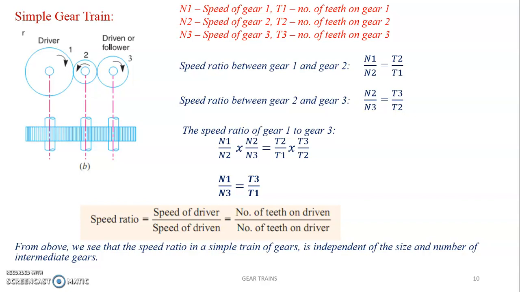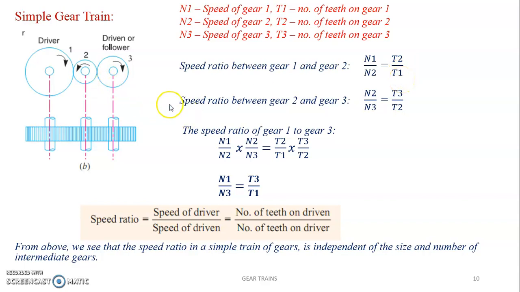To know that, first we will consider gear 1 and gear 2 as one gear train, and then gear 2 and gear 3 as the next gear train. So the speed ratio between gear 1 and gear 2, where gear 1 is the driver and gear 2 is the follower, will be n1 by n2, that is equal to the reversal of the number of teeth, so t2 by t1.